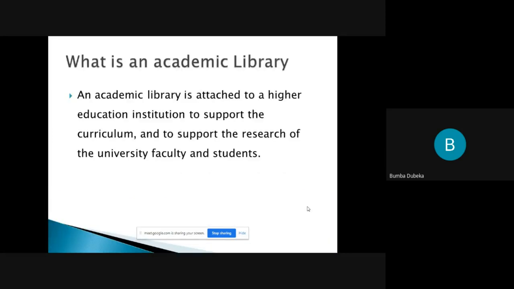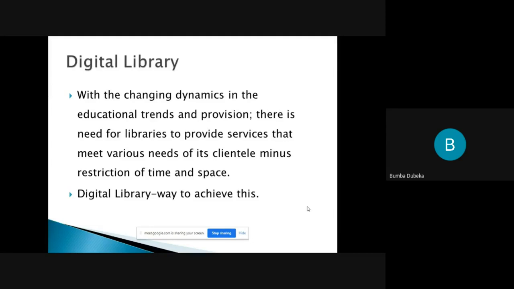So basically, an academic library is one which is attached to a higher learning institution, and the whole purpose is to support the curriculum and the research of the university faculty and students at large. We all know that we are in a changing world, and the dynamics in education and educational provision have changed. And as information specialists or as librarians, we also need to step up and have library services that meet the various needs of its clientele minus the restriction of time and space. And one way in which this can be achieved is to have a digital library.